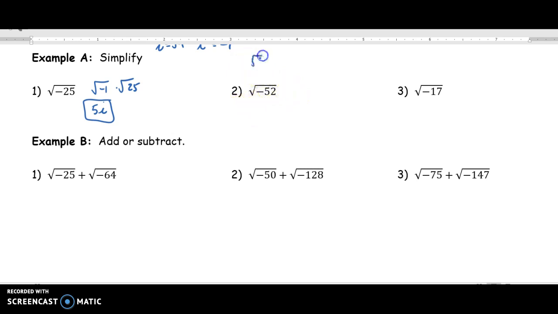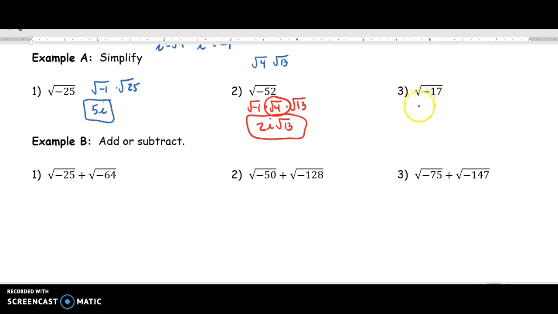The largest perfect square that goes into 52 is 4, and that's going to be 4 times 13. So now when we go to simplify this, we're going to break it up into root -1 times root 4 times root 13. Root 4 becomes 2. And whenever you see the square root of -1, all we're going to do is put i, then we bring down the square root of 13, and you are done.